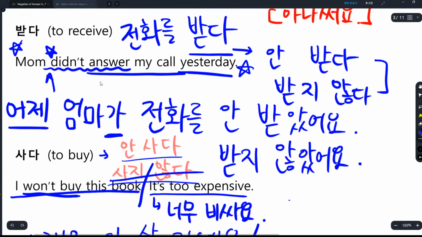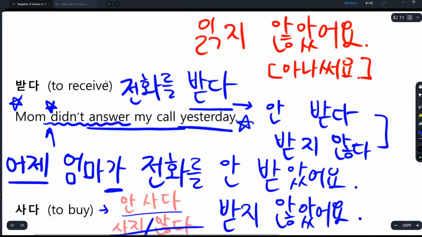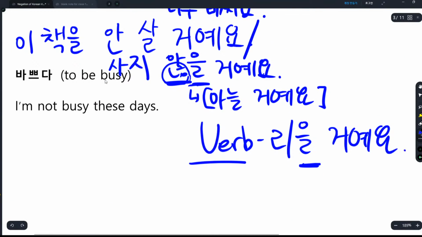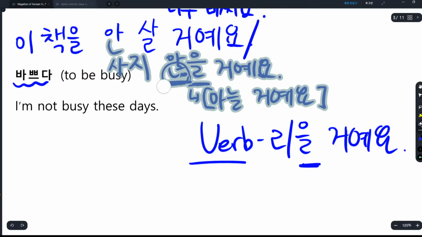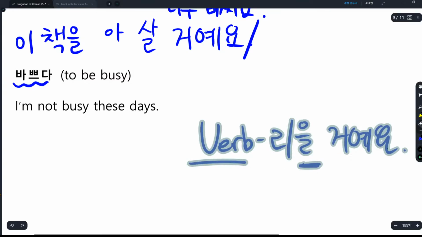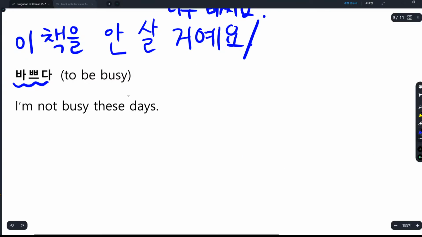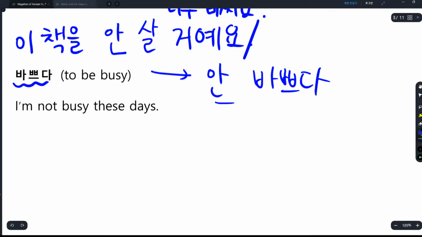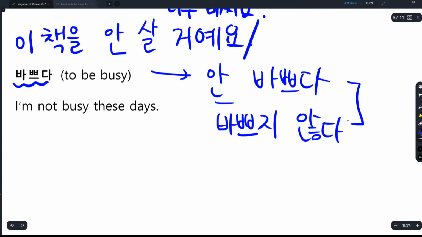Okay, so far we've practiced with verbs. But the same negation rule applies to adjectives as well. It works just the same for adjectives as well. So if you want to negate 바쁘다, which is an adjective that means to be busy, it follows the same rule. 안 바쁘다, you just put 안 before a verb, or you put the stem and then 지 않다. So these two would be the negative adjective of 바쁘다, right?